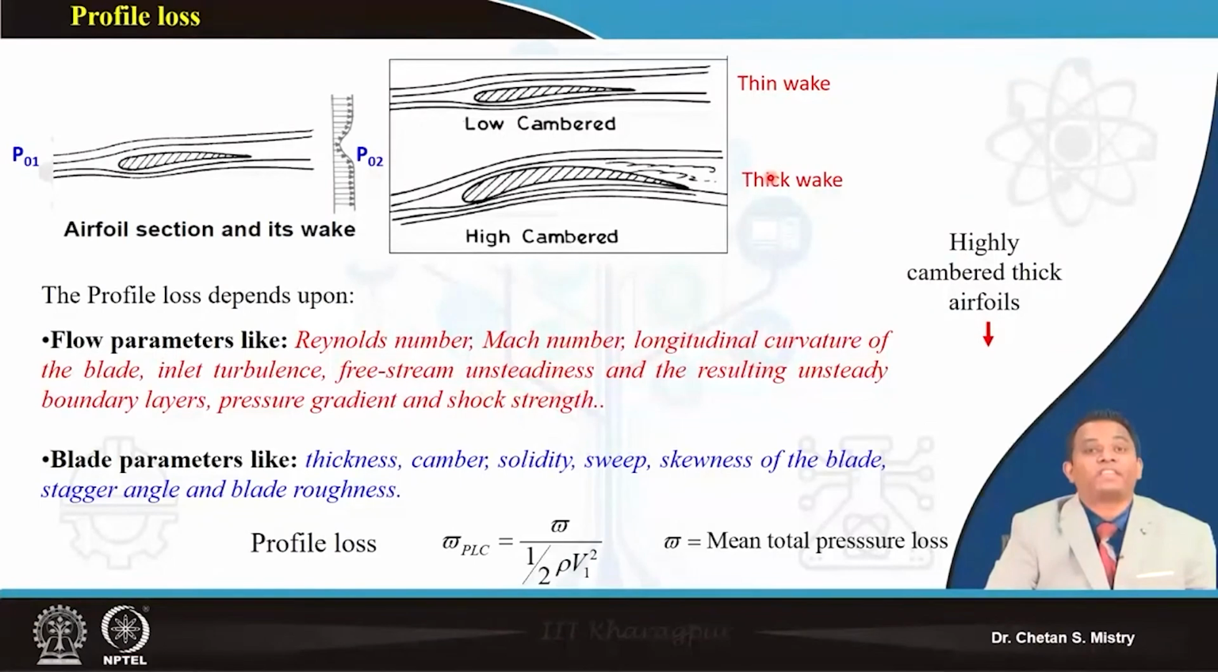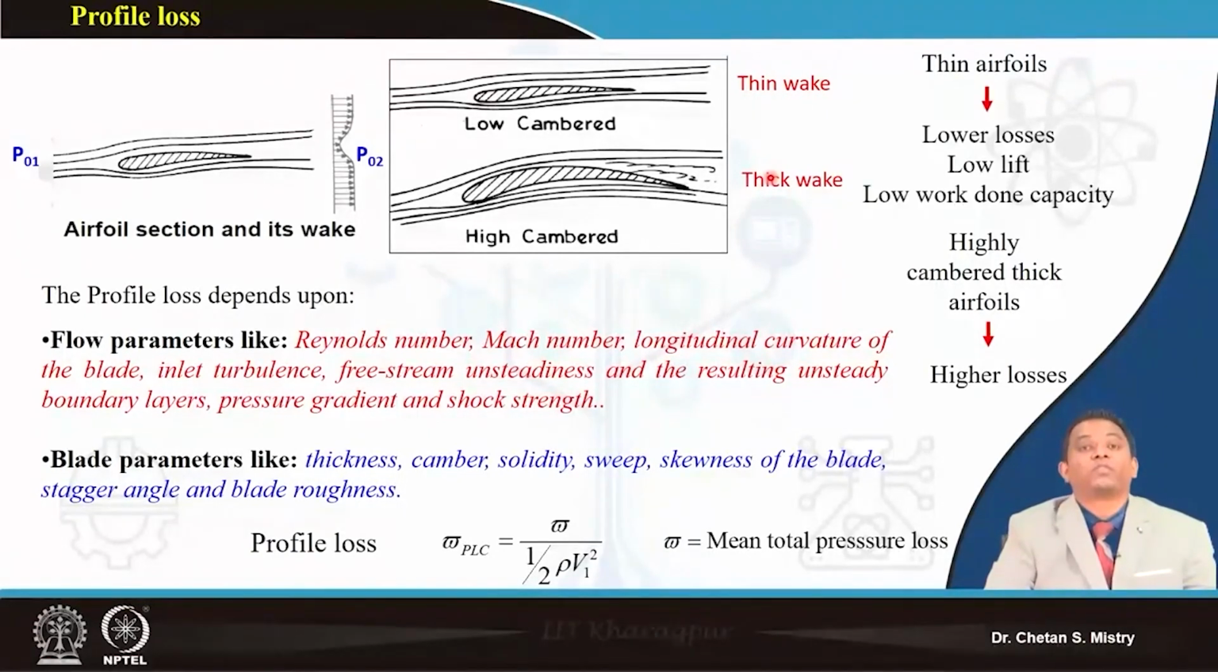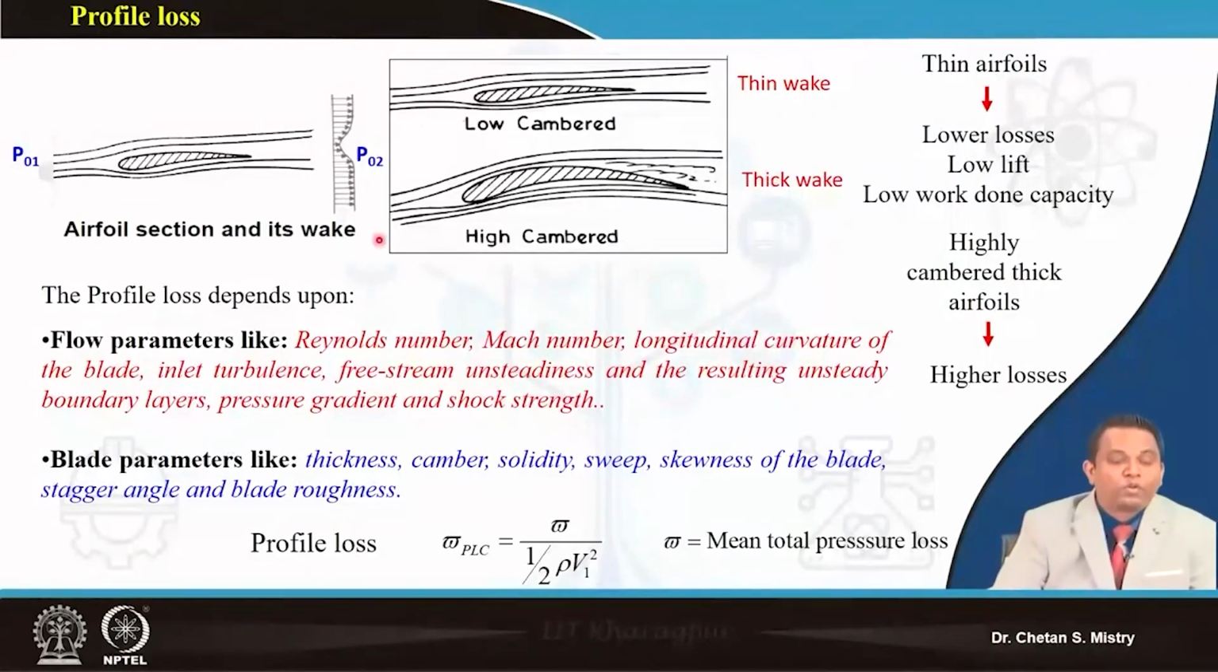So if we consider a highly cambered aerofoil, we will have higher losses. If I consider thin aerofoils, or low cambered aerofoils, they give me lower losses, but at the same time my lift is lower and my work done capacity is also lower. Now I want to introduce the loss defined as the profile loss. This profile loss defines the total pressure loss across my stage, or we can calculate it across my rotor or across my stator, defined by P02 minus P01.